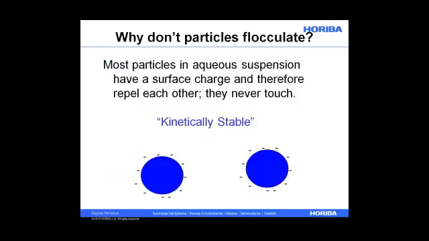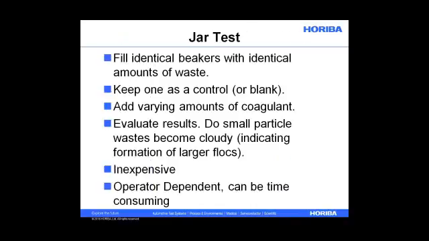So we don't like that. We want to neutralize the charge. And so we're going to neutralize these negative charges with, say, polycations. How do we decide which polycations to use and how much to add? Well, the one classic method is a jar test. You fill identical beakers with identical amounts of your waste. You keep one kind of as a control, and you add varying amounts of coagulant and evaluate the results.